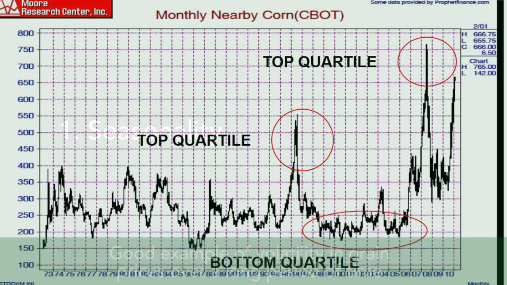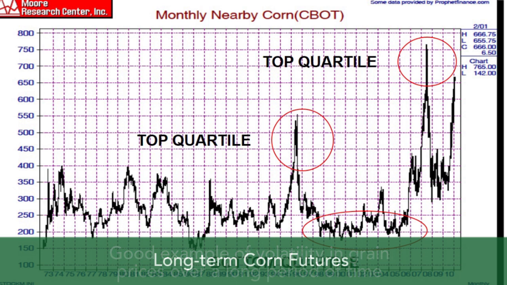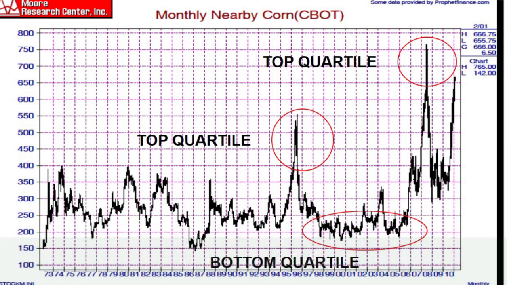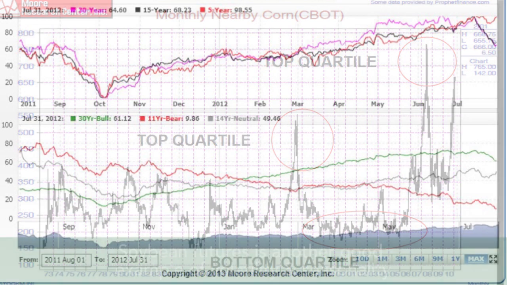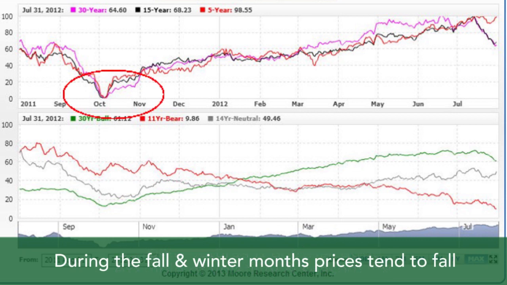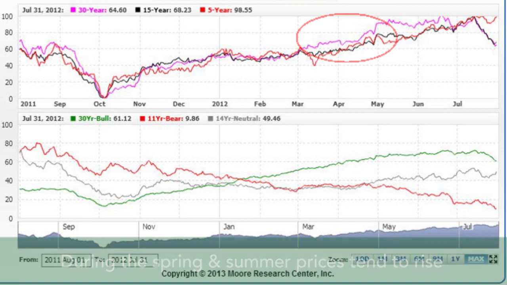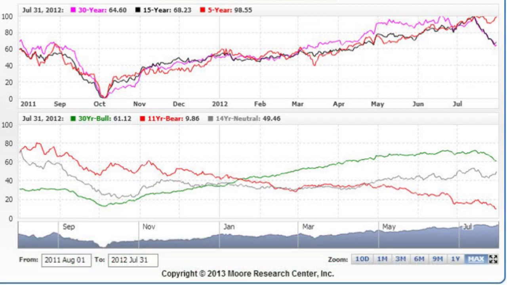Our first topic today is about seasonality in grain prices. Here's a good example of volatility over a long period of time. It's the long-term chart on corn futures. Selling in the top quartile of that chart is equal to a very successful marketer. Selling in the bottom quartile is equal to a very poor marketer. Let's look at soybeans as our seasonality example. You can see from this chart that soybeans tend to bottom usually around October and then tend to rise as we get into the spring, summer the following year, and that's usually when prices peak.